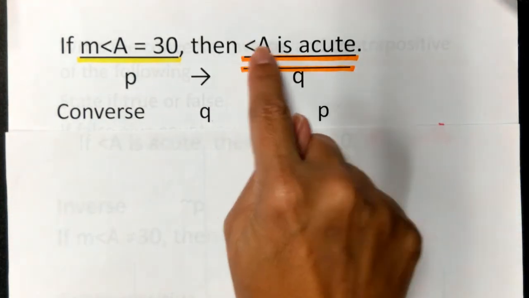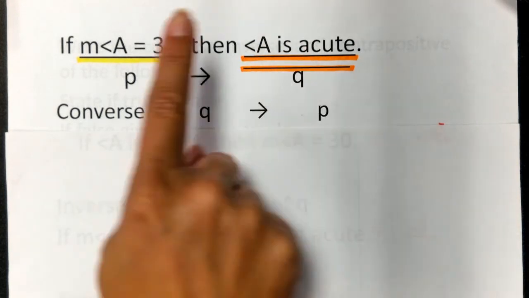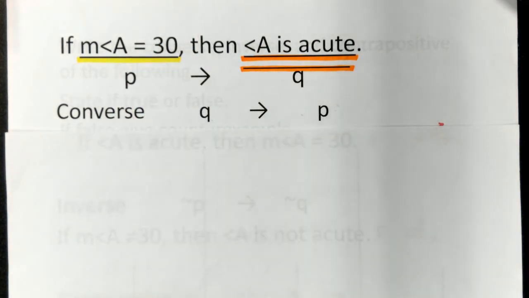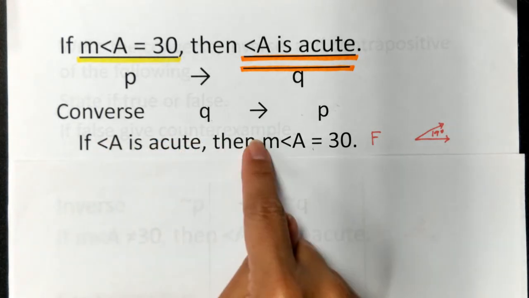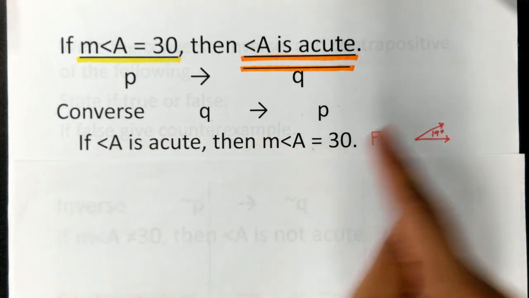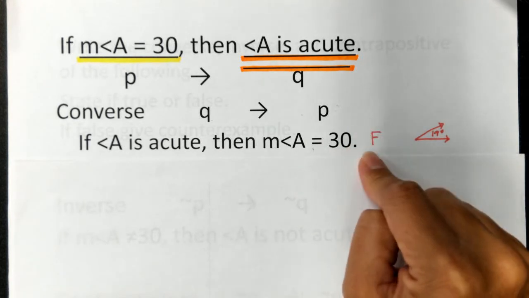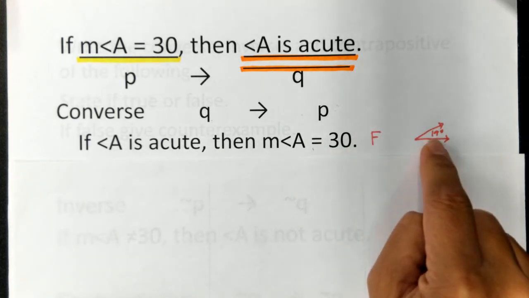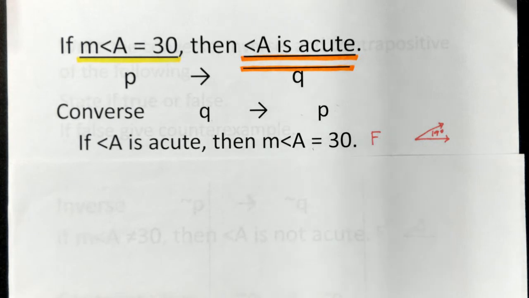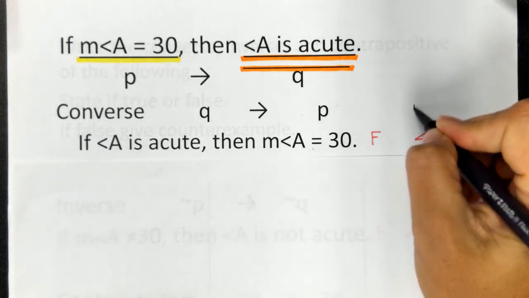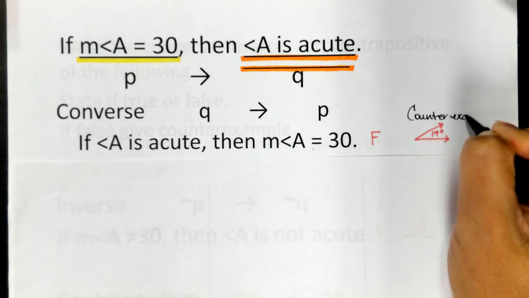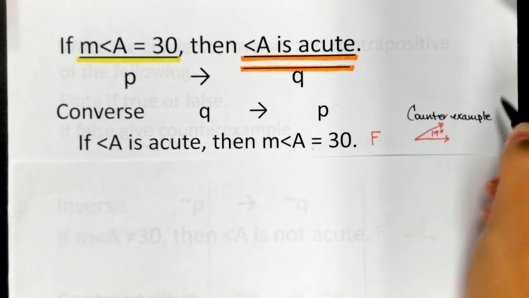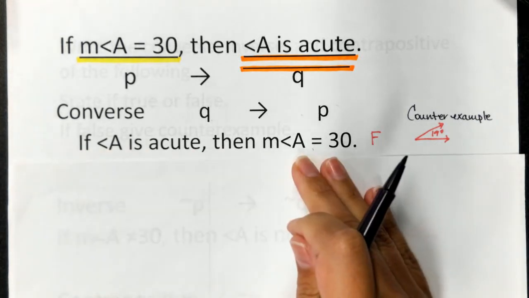So if angle A is acute, then the measure of angle A is 30. Now guys, this is going to be a false statement. And I gave a counterexample. So I'm going to label that guy. I'm not sure why I didn't on my notes. But this would be my counterexample. A counterexample is proving why this statement is false.